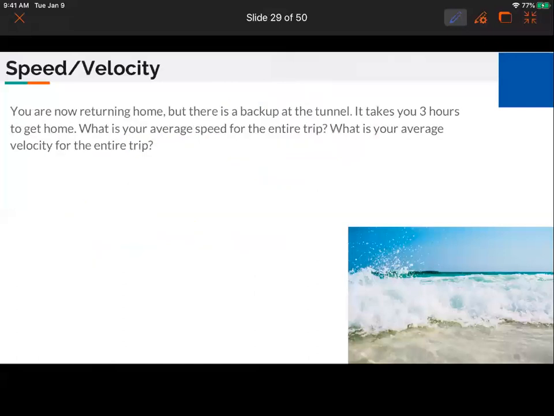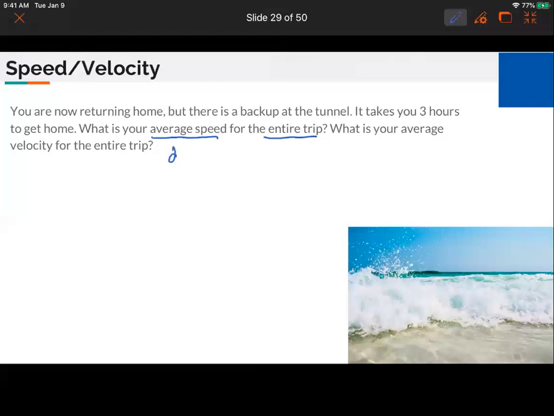All right, let's say you immediately get to the beach, but you turn around and come home, but there's a backup at the tunnel, like there usually is, and it takes you 3 hours to get home. What is your average speed for the entire trip? I'm looking for the average speed.